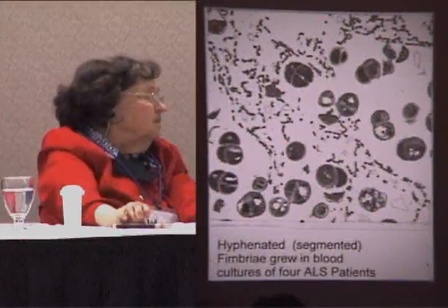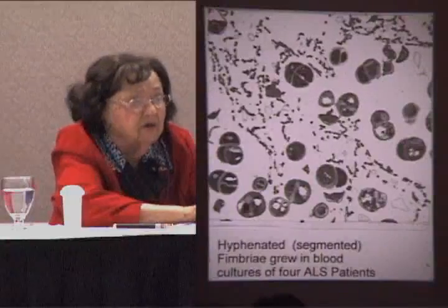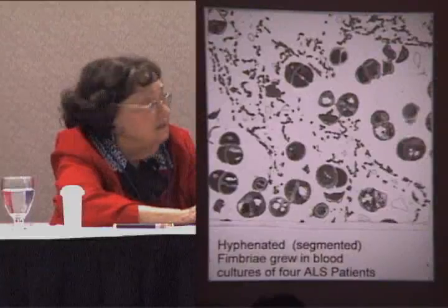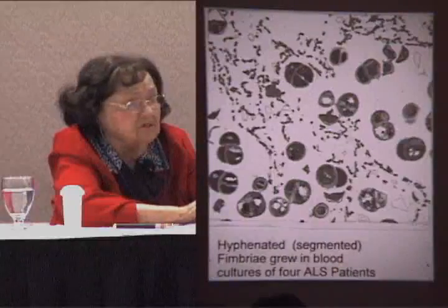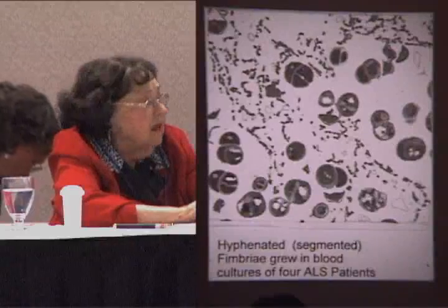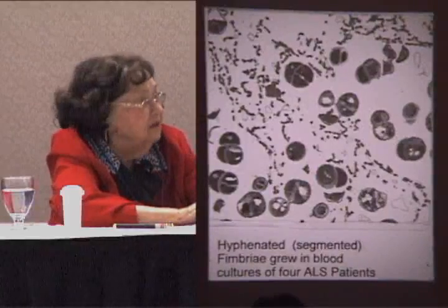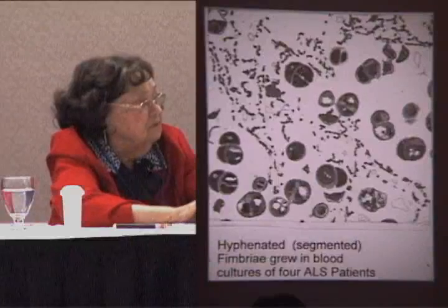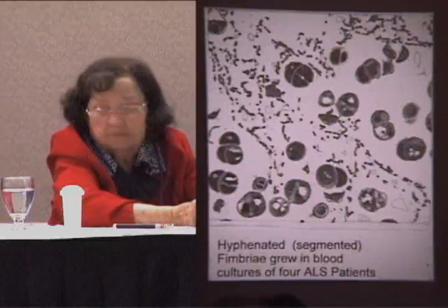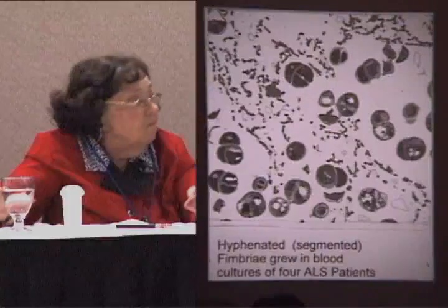And this is something else about ALS, the other name being Lou Gehrig's. The fimbriae, in some cases, we have 4 cases altogether, are segmented, they're broken into pieces. And that's true in the cases we get from other countries as well as the United States. So the symbol of Lou Gehrig's is the segmented, the hyphenated fimbriae.